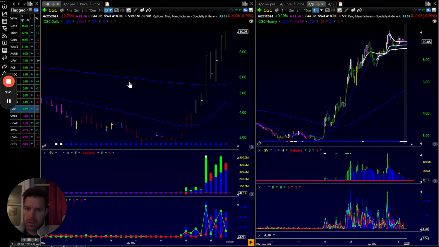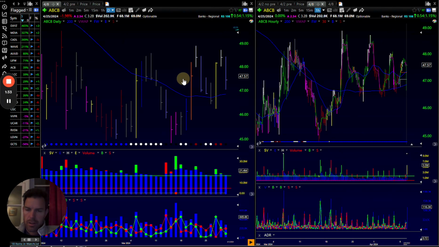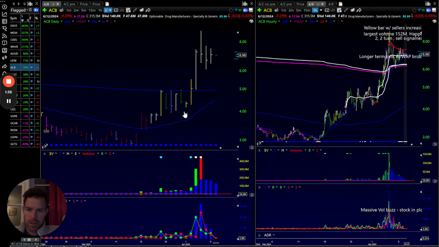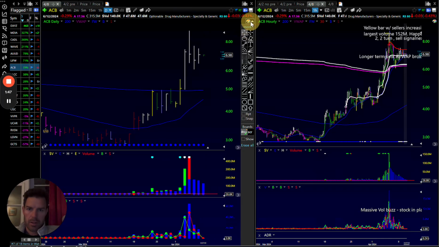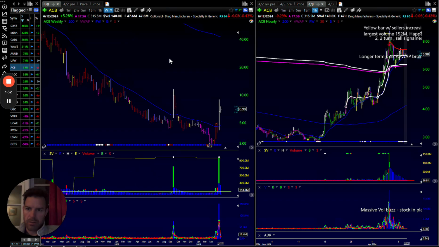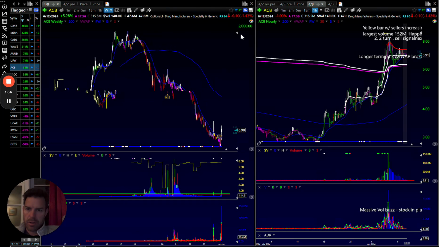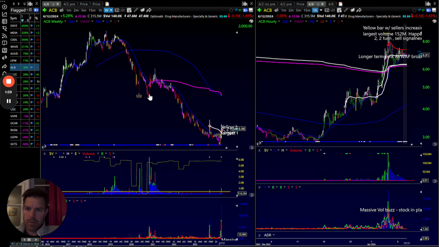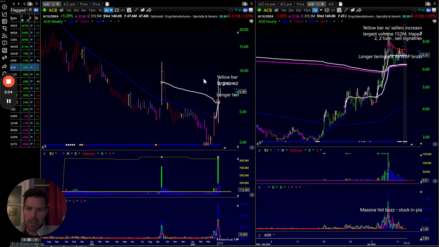ACB. There we go. All right, so it has this flag pattern here. It has a flag here and a flag here. One of the things I always like to do with TC2000 is go back and look at longer term anchor VWAPs, especially on these type of moves that have been in a steady downtrend, right? I've already done the work on this. You attach the anchor VWAP here to this big volume day, and I color coded that pink.